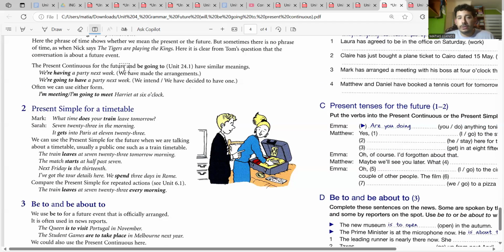The present continuous for the future and be going to have similar meanings because they're almost at the same time. We're having a party next week. We have made the arrangements, or we're going to have a party next week. We intend, or we have decided to have one. It depends on what I'm trying to say, the difference is very subtle, es muy sutil esta diferencia. Often we can use either form. We can use both of them because it's almost the same. I'm meeting, or I'm going to meet Harriet at 6 o'clock.